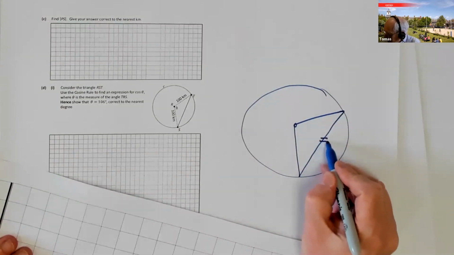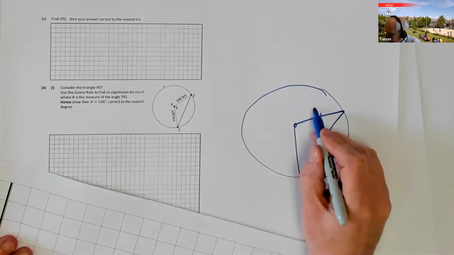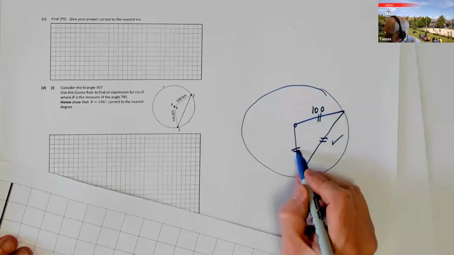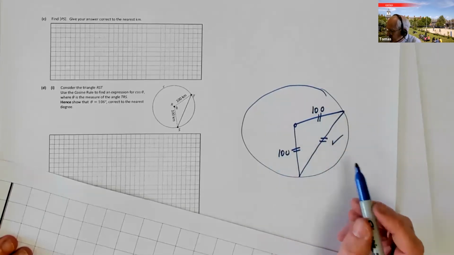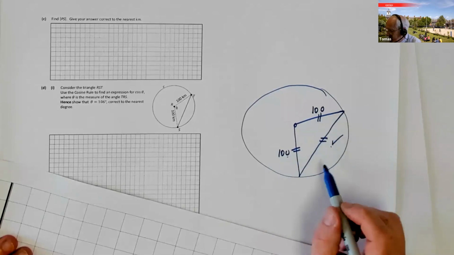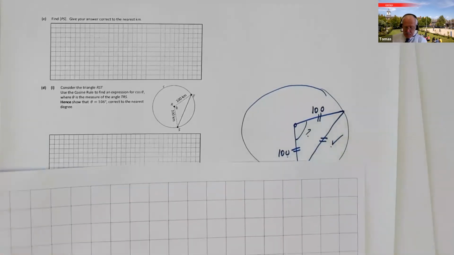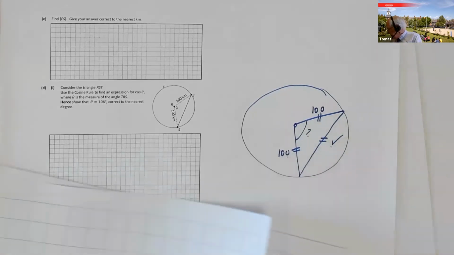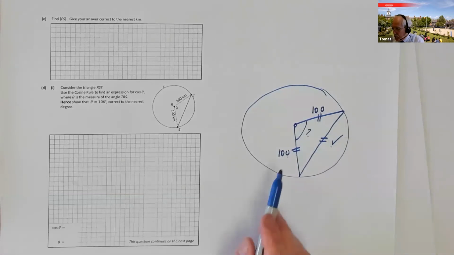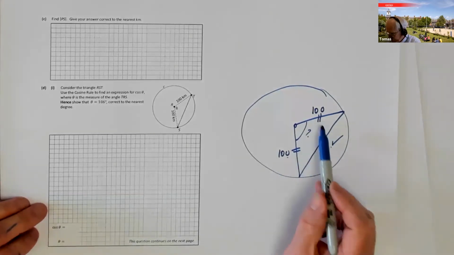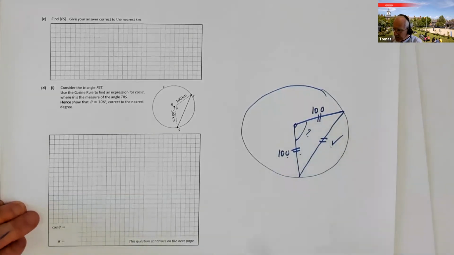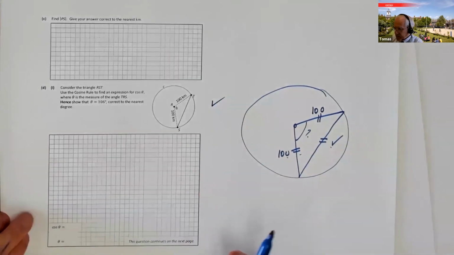I know this length. I know that's the radius, 100. I know this is 100. If I know the three sides, can I find the angle? I look up the equations that I had. The cosine, if I know the three sides, I can find the angle. So then I find the angle for that.